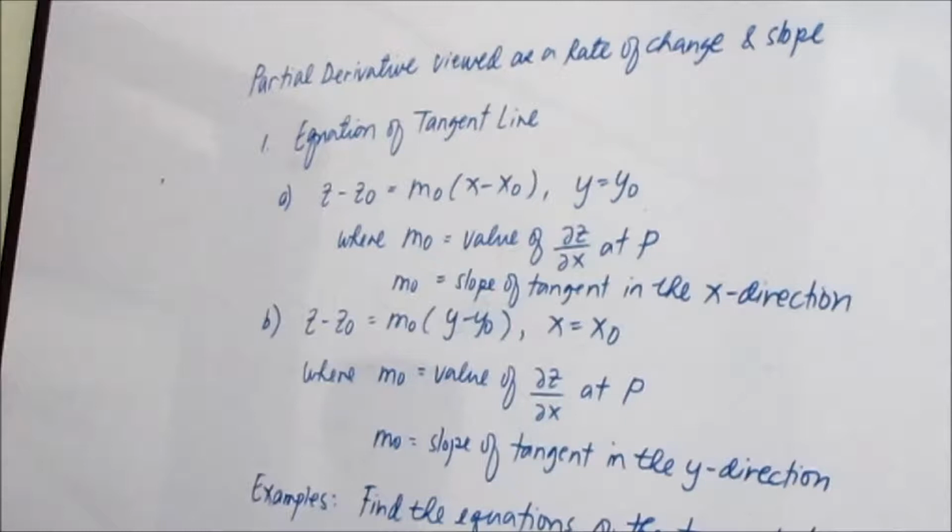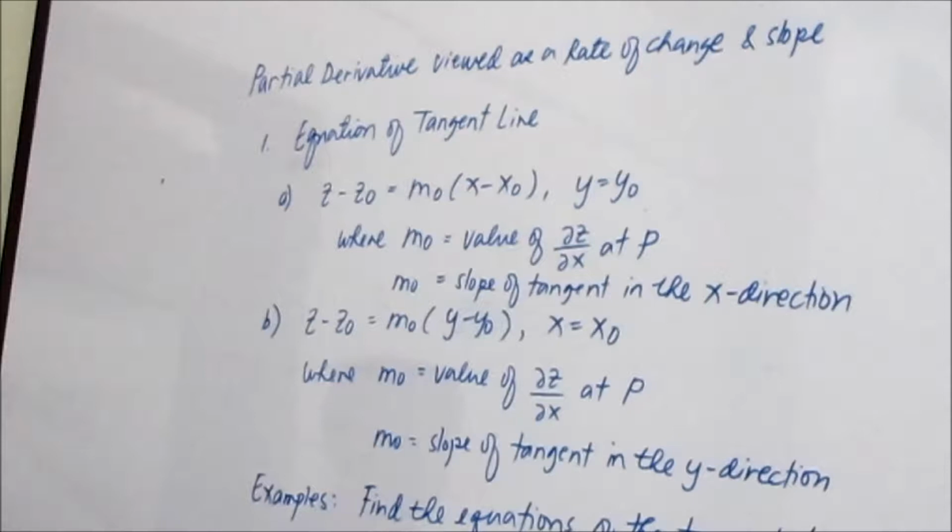Then the second equation of the tangent line, wherein we have the slope of the tangent line in the y direction: z minus z sub 0 equals m sub 0 times the quantity y minus y sub 0, having tangent plane x equals x sub 0. Of course, again, m sub 0 will now be the value of partial z with respect to y at the given point P. Okay? So let us work on this example.